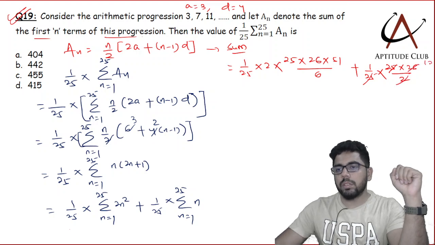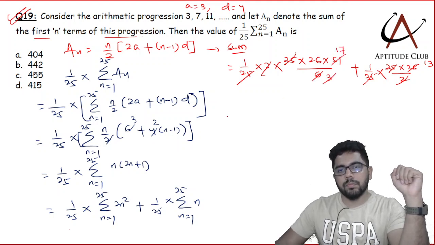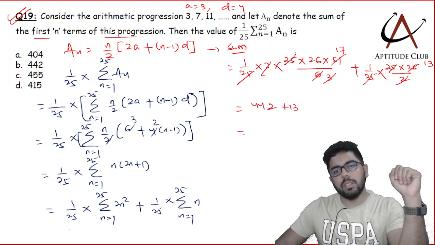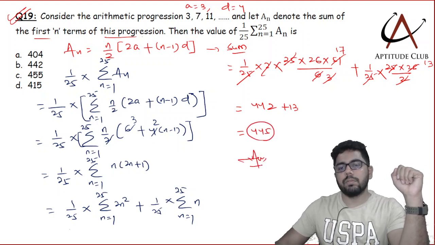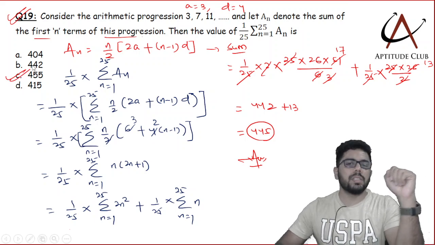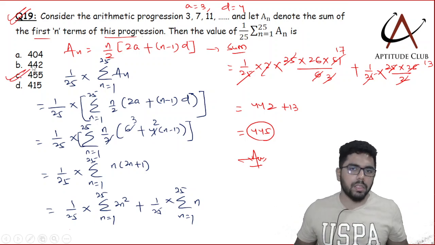Simple question. So this is 13. 25 gets cancelled out. This is 3 and this is 17. So 17, 602 carry 10. So this is 442 plus 13. I'll have 445. Quite easy, but just a little bit of solving is needed.